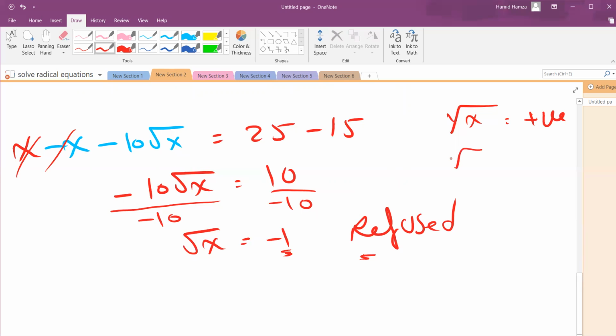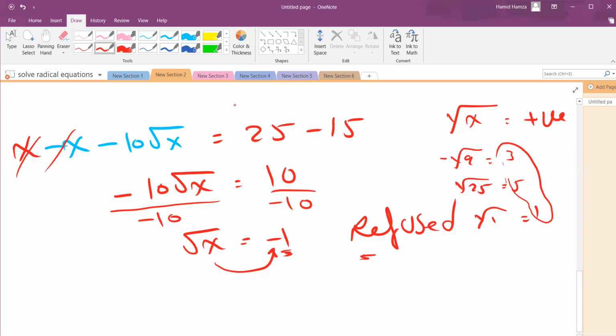For example, root 9 will be 3. Root 25 gives you 5. Root 1 gives you 1. So all the answers of the root will always be positive. If it is negative, you should write a negative here and outside. But you will notice that this is positive, so the answer should be a positive number. Because of this, the solution is refused.